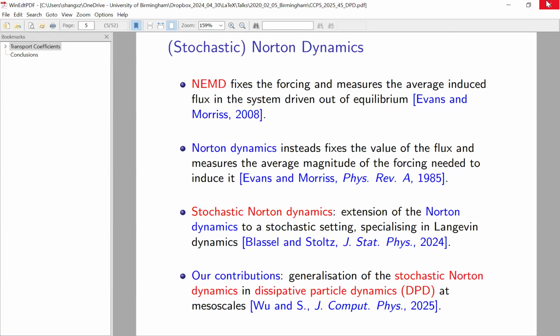It was only recently extended to the stochastic setting, specifically in the Langevin dynamics, by the group of Gabriel Stoltz in Paris. And we also recently had a paper where we further generalize this idea to dissipative particle dynamics, which I will also explain in a moment. This was very recently published in the Journal of Computational Physics this year.